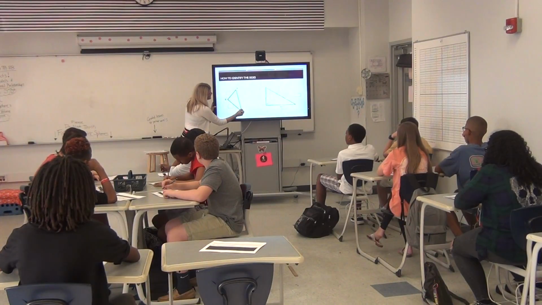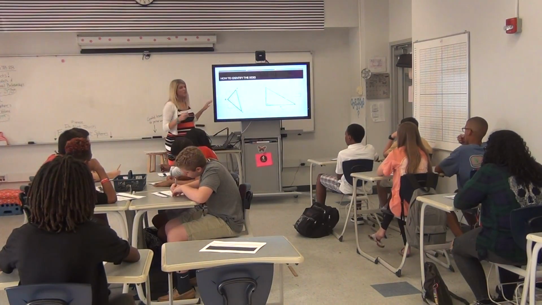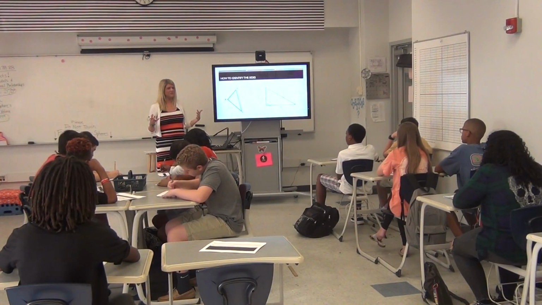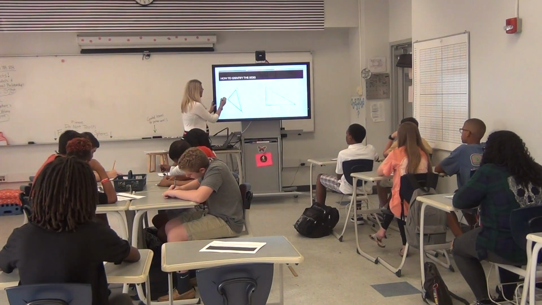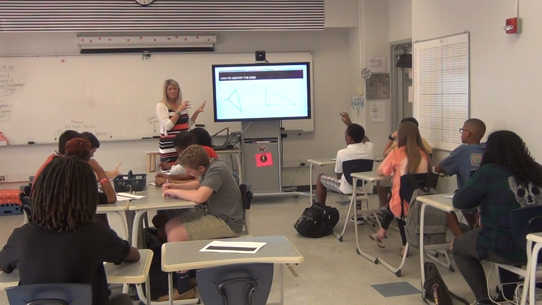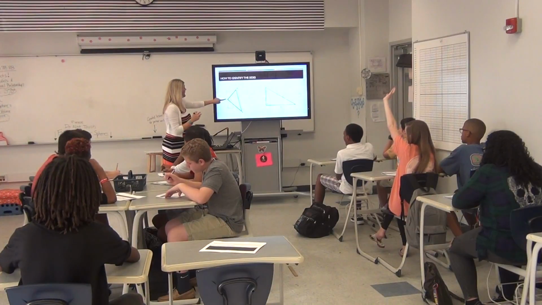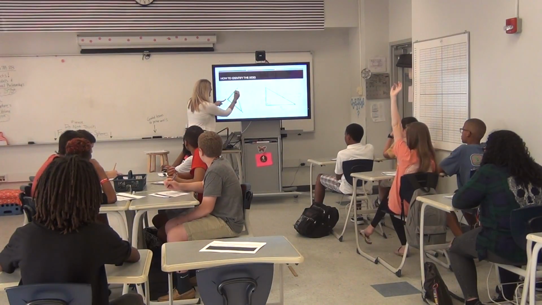Does everyone see this angle right here? You would name him A, B, C. You just name him by his vertices. And then, can anyone find another angle? What would another angle be? Nick. B, A, C.